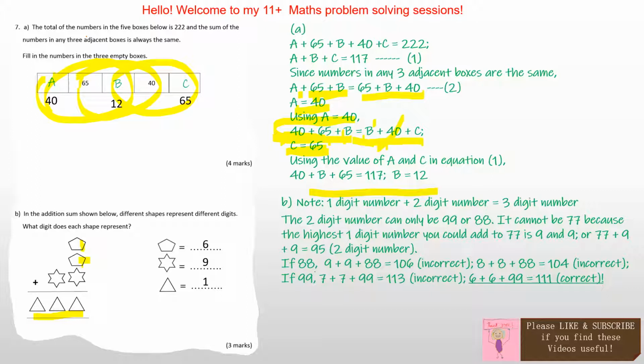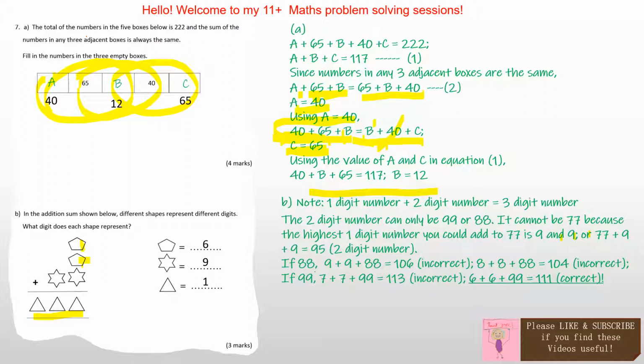So they can be 99, 88, 77. But can it be 77? Can it go down that much? It cannot be 77 because the highest 1-digit number you could add to 77 is 9, so 77 plus 9 plus 9 is 95, which makes it a 2-digit number. So it's not going to work. So it has to be 88. If it is 88, does it work?